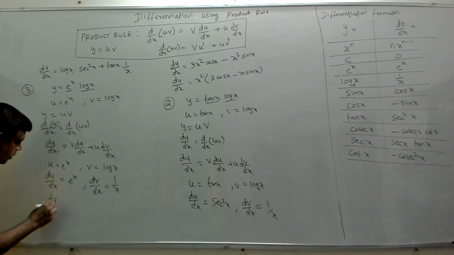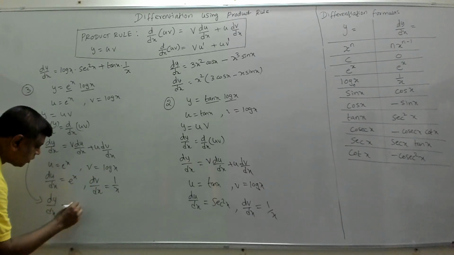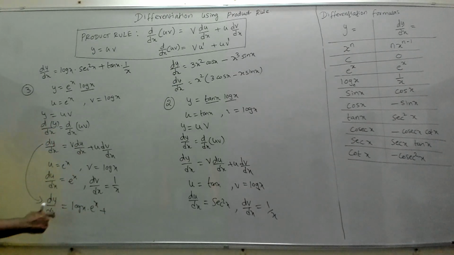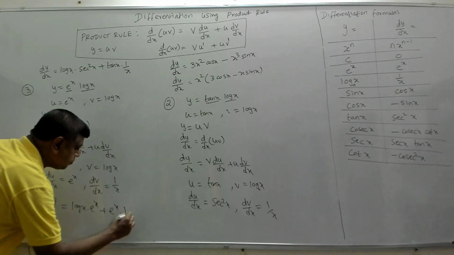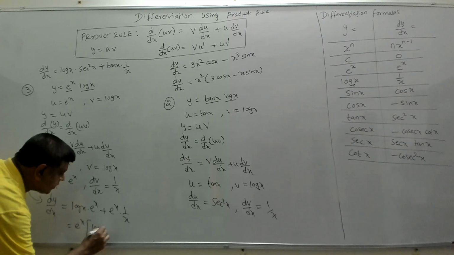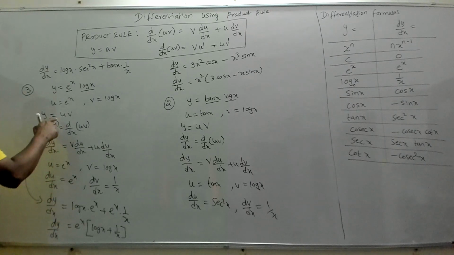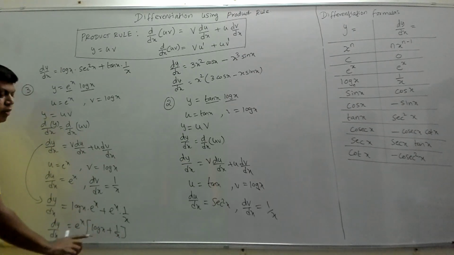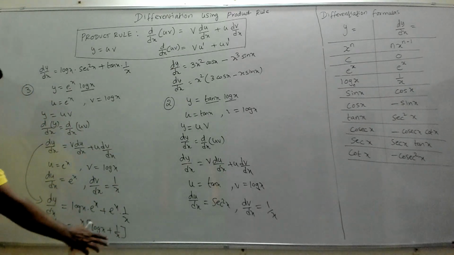So what we have? We have dy by dx. This one I am writing equal to v is log x into du by dx. Du by dx is e power x plus u is e power x into dv by dx. dv by dx is 1 by x. So if you want, we can take e power x common and we can call this as log x plus 1 by x. That is the derivative of the given function y is equal to e power x log x. So dy by dx is e power x into log x plus 1 by x. I took e power x common. Fine. So this is the answer.